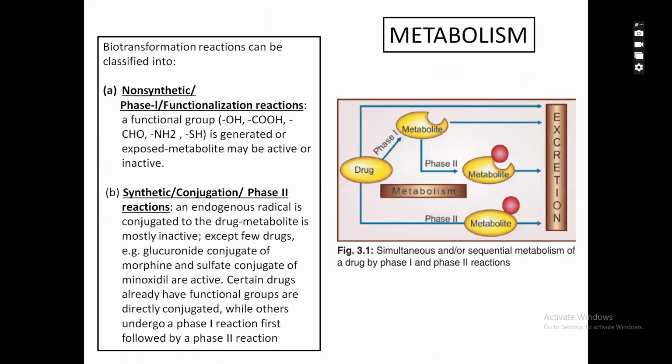Now coming to metabolism. Metabolism has two parts, phase 1 and phase 2. Phase 1 is the non-synthetic phase, and phase 2 is the synthetic or conjugation phase. In phase 1, hydroxyl or sulfhydryl groups are added or generated, and in the second part the drug is conjugated, such as glucuronide conjugation of morphine and sulfate conjugation of minoxidil. So these things happen in phase 2.